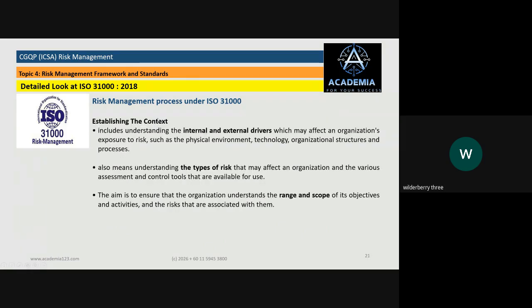Establishing the context. You have some further detail here. It's about the internal and external drivers, to identify them, to identify the types of risk and the range and scope. I just highlight here and address the main information for you.